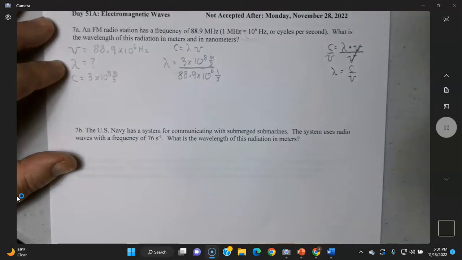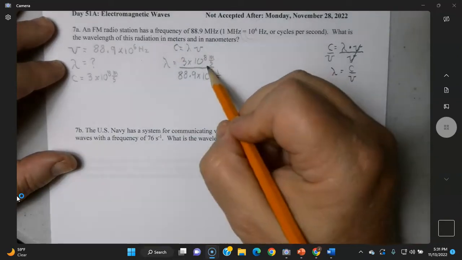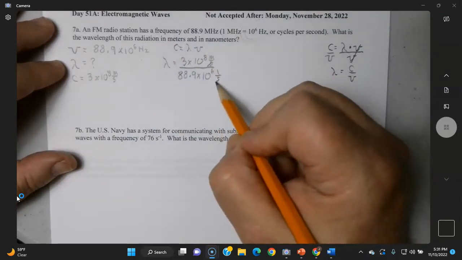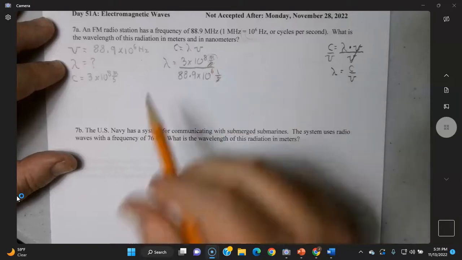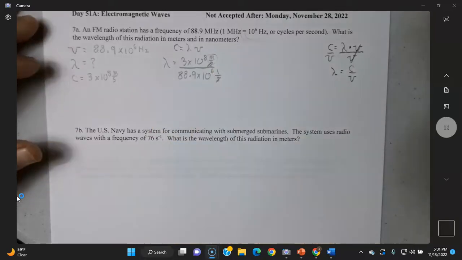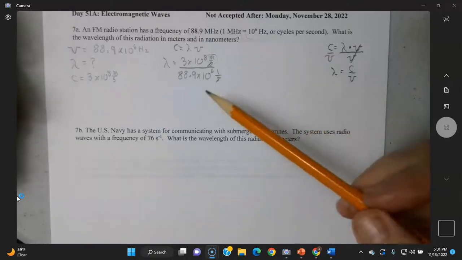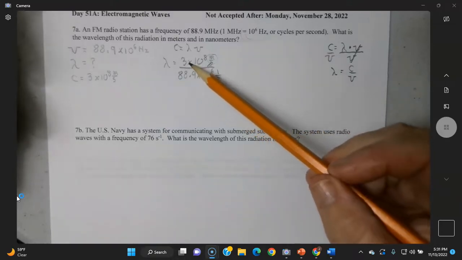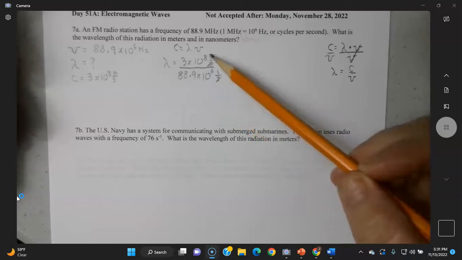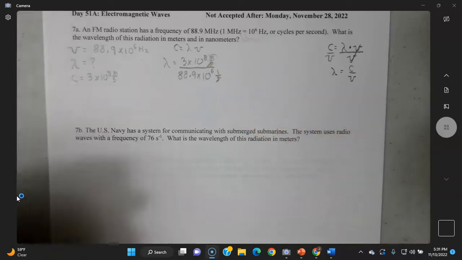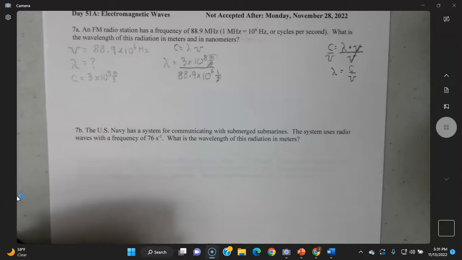You saw that in the previous lesson. So that means seconds in the numerator and in the denominator cancel, and you end up with meters, and that's the appropriate measure for lambda. Now, we learned how to do scientific notation a manual way: 3 divided by 88.9 and then 8 minus 6. But you should learn to just do it on a calculator.